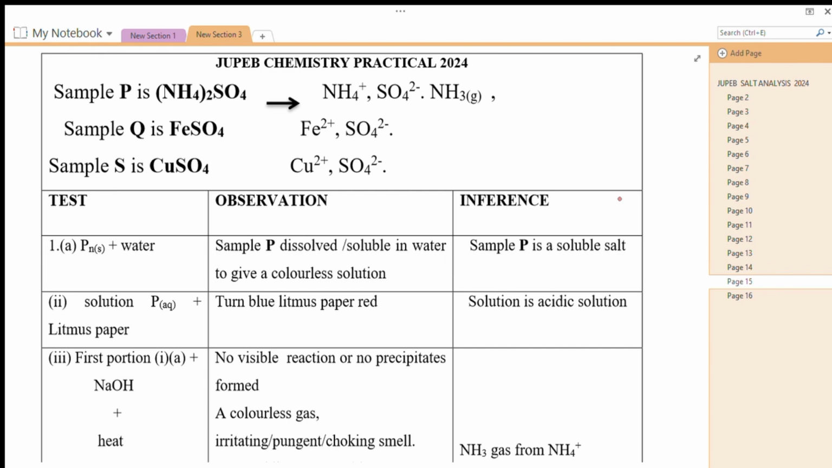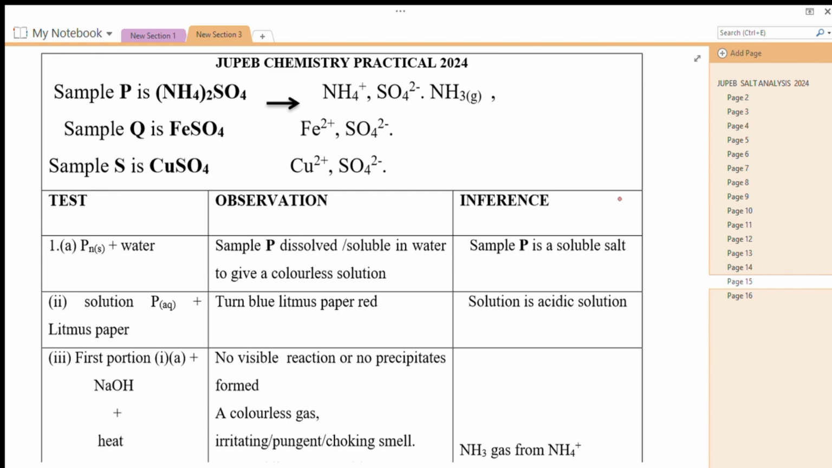Today we'll be looking at JUPEB Chemistry Practical 2024. This one is going to be the qualitative analysis aspect of chemistry for JUPEB Chemistry Practical 2024. Joint University Preliminary Examination Board is the meaning of JUPEB, okay, for those of us that are studying for the first time.